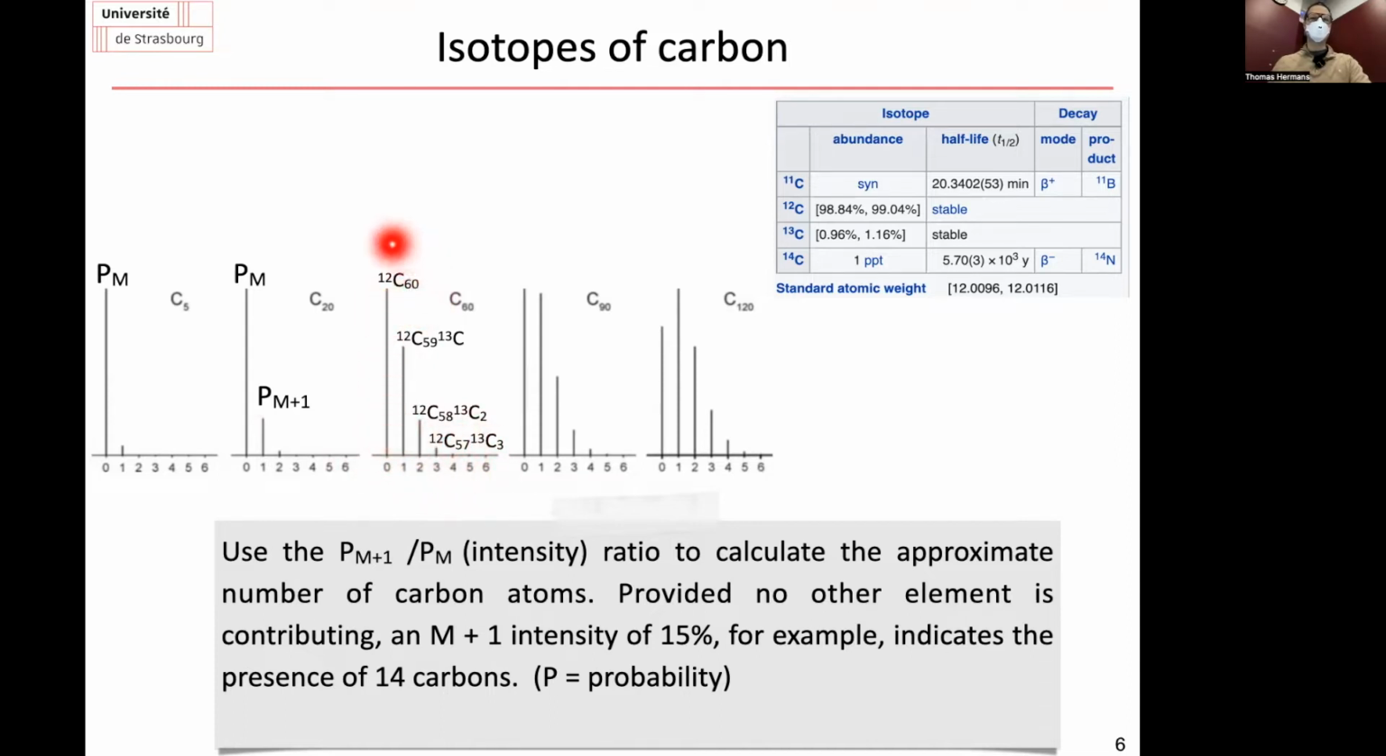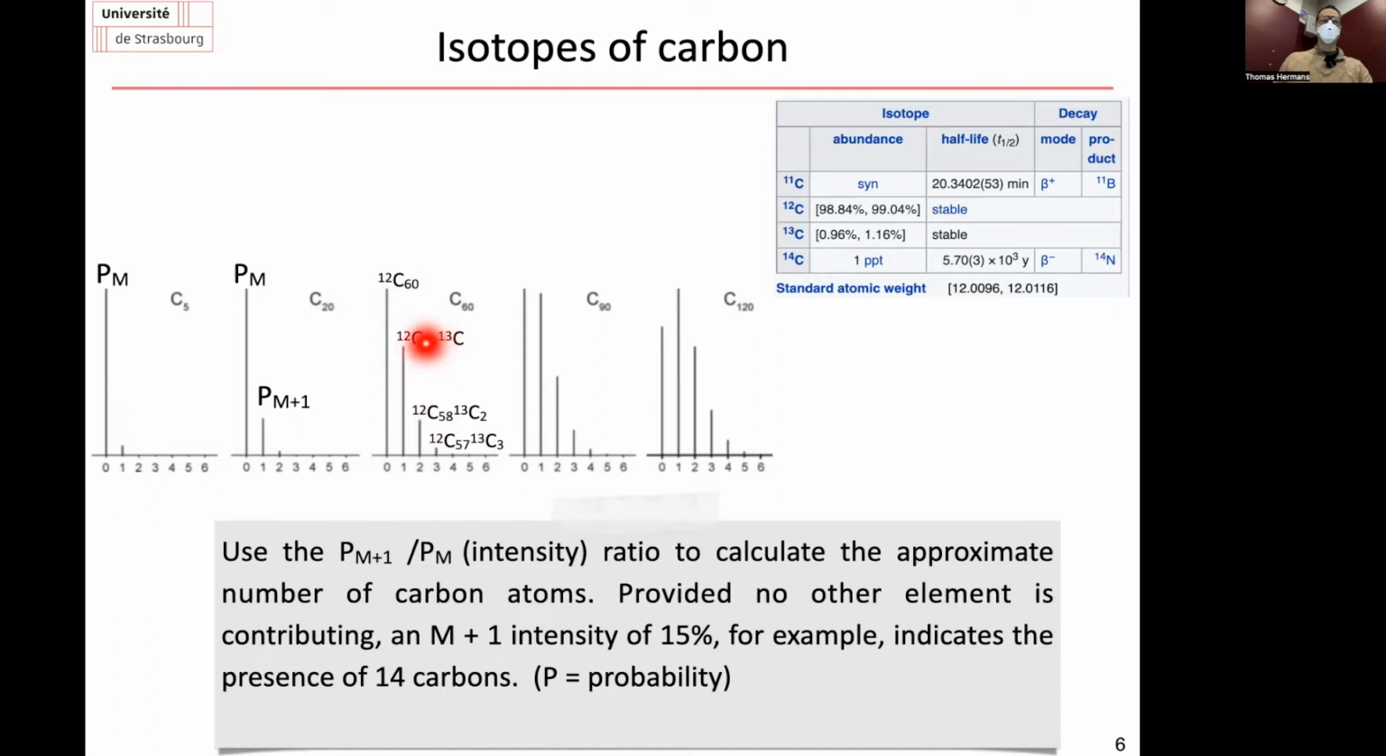So the largest peak is still where all the atoms of carbon are carbon-12. So I have carbon-12 times 60. Then here, the next peak, I have 1 carbon-13 and 59 carbon-12. And then here I have 2 carbon-13, 58, 3 carbon-13, 57. Since they are in the same molecule, and in mass spectrometry, molecules fly as one piece. Usually they get also fragmented, but we'll get back to that.